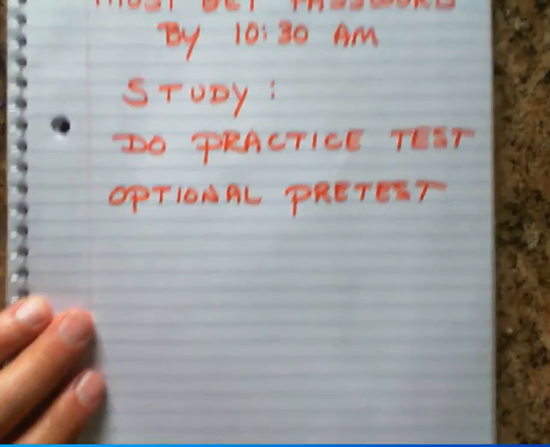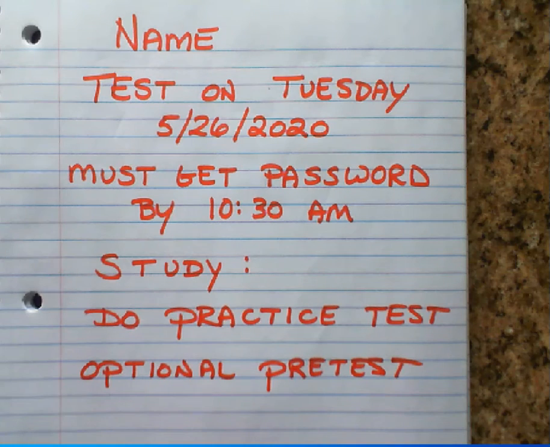X cubed equals 135, nothing crazy there. So these are the notes for today. You have a test next week, Tuesday. You must get the password for that test by 10:30 a.m. To study, you do the practice test or the optional pretest.